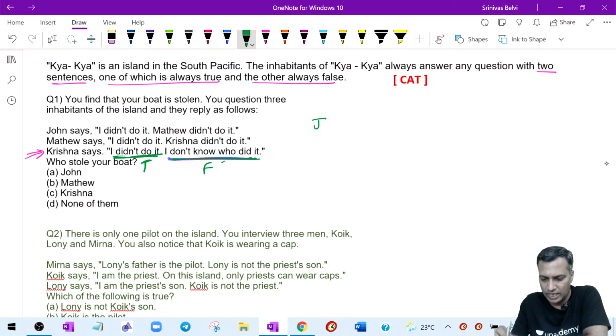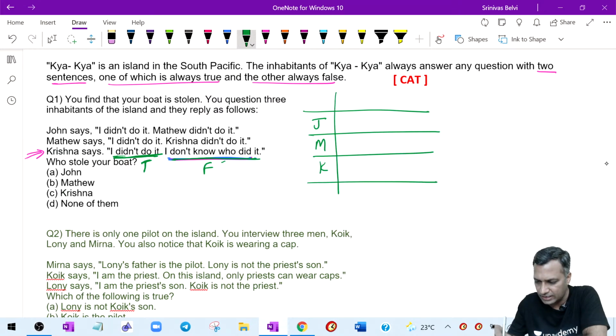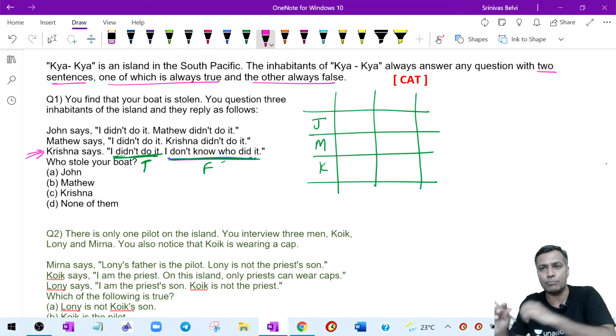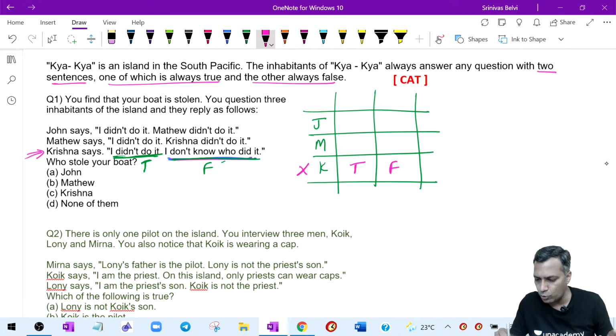So therefore, some of you kind of make this kind of table. Some of you try to work it on the screen itself. Screen means, okay, just like that, mentally you work. Some of you make this table like a Boolean table, the truth table kind of. Hey, I already know that this is true. This is false. All I know is who has stolen the boat. I know Krishna has not stolen the boat. I'm putting a cross saying that Krishna has not stolen the boat.